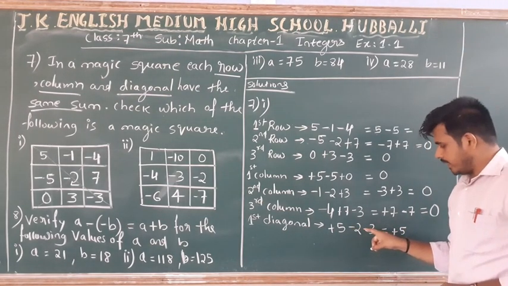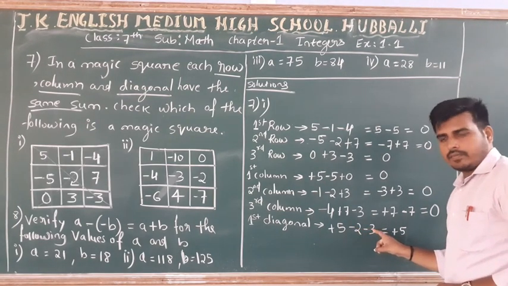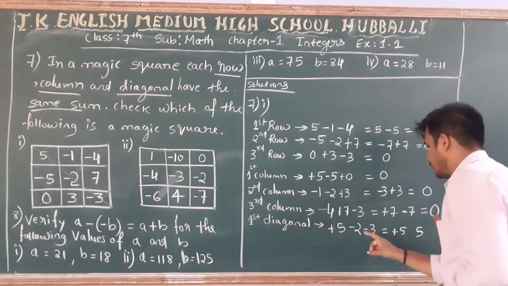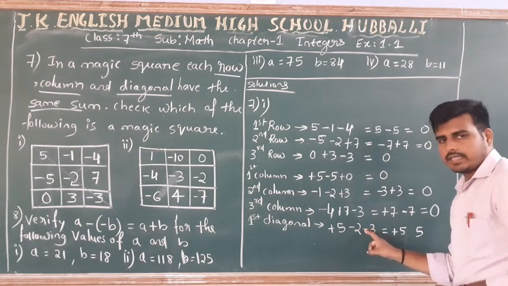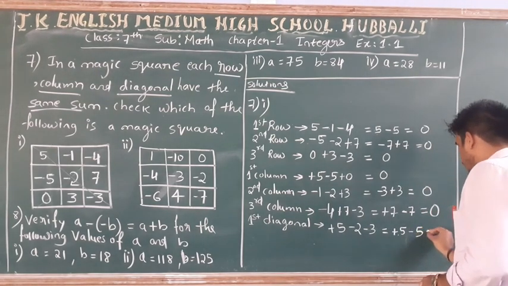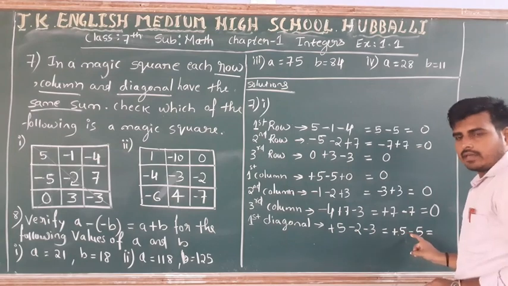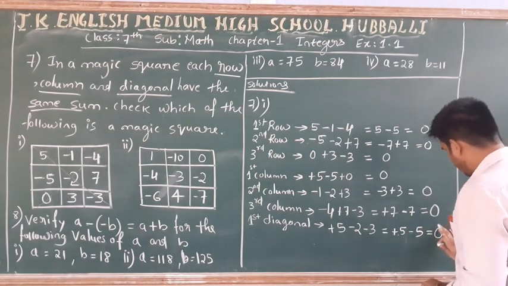Minus, add these two. 2 plus 3 is 5. Among these two, which one is greater? 3. The sign of 3 is minus. Therefore, it will get the sign minus. Plus 5 and minus 5. Again, signs are different. 5 minus 5 will give you 0. Okay.